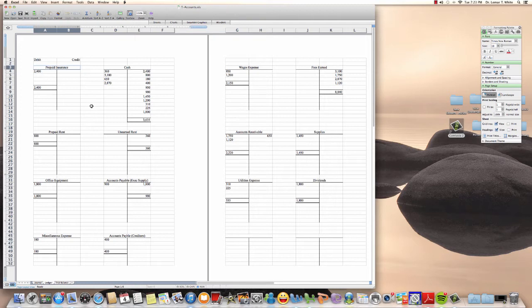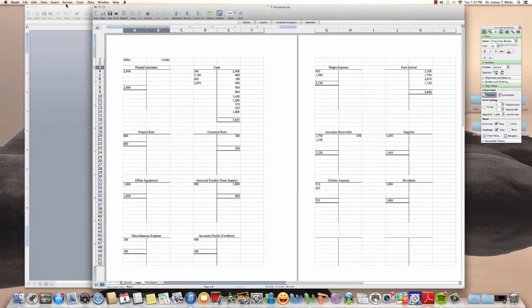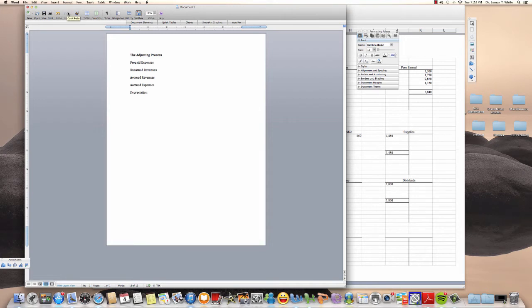That's what the adjusting process is. So we need to make an adjustment to this prepaid insurance account to show that we used up some of the insurance and this is no longer the correct balance. That is what we're going to be looking at in this chapter. Let's start with prepaid expenses, of which prepaid insurance is one. Insurance is an expense to our company because we have to pull out some cash and pay for it.